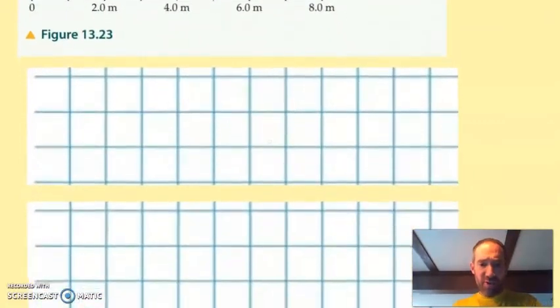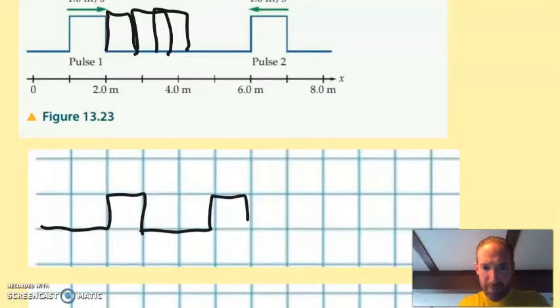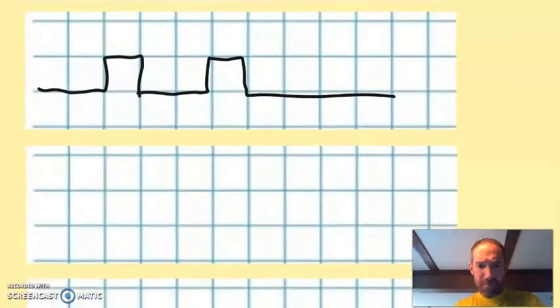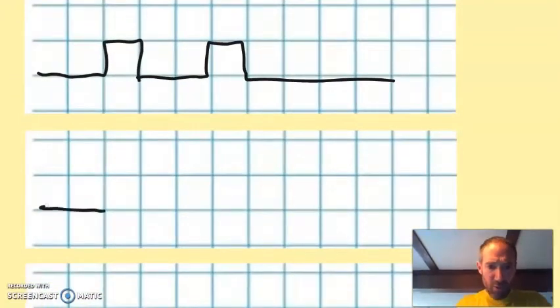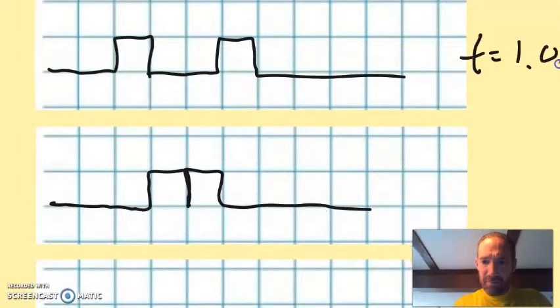And so if we go ahead and draw 1 second from now, wave 1 will be here, and wave 2 will be here. In a second from that, wave 1 will be here, and wave 2 will be here. So this is at time equals 1 second. This is at time equals 2 seconds.